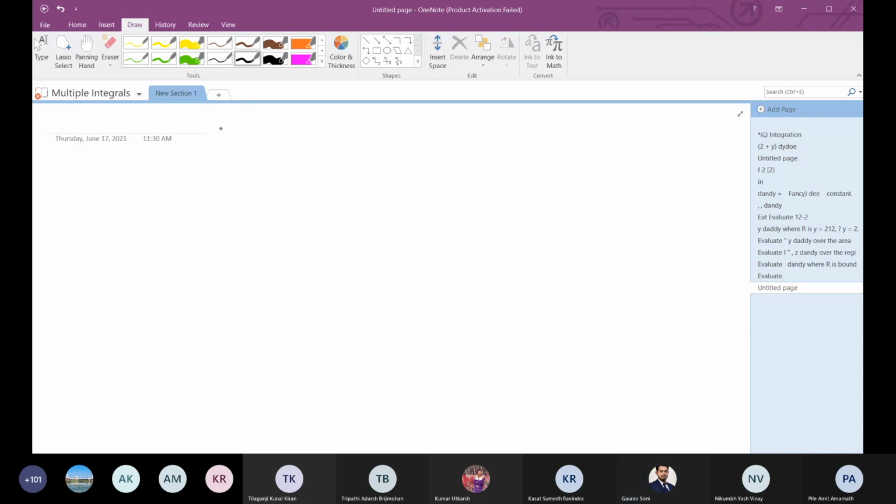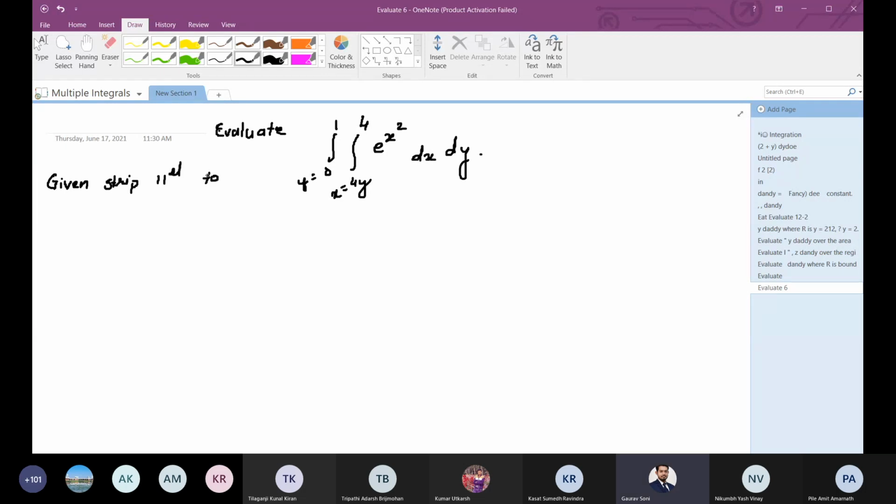Next example. Evaluate the integral 0 to 1, integral 4y to 4, e to the power x square dx dy. These values are going to be for y, these are going to be for x. Given strip parallel to the x-axis, very good.